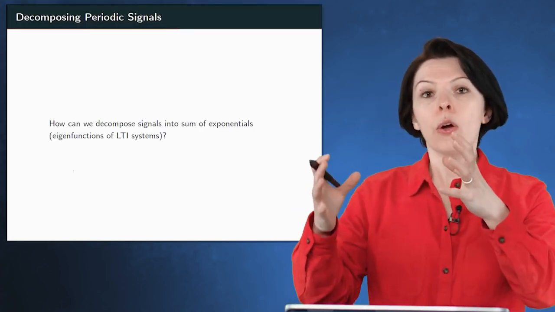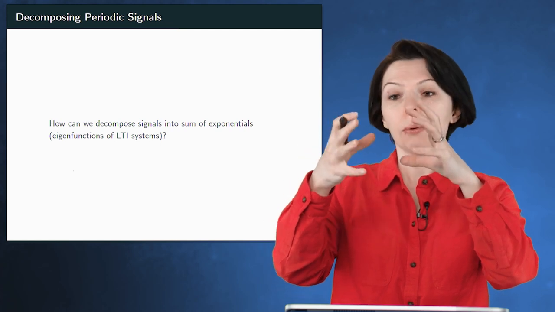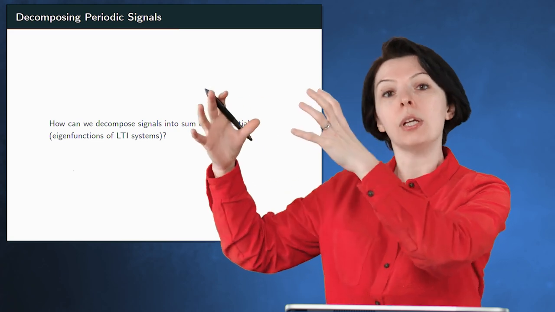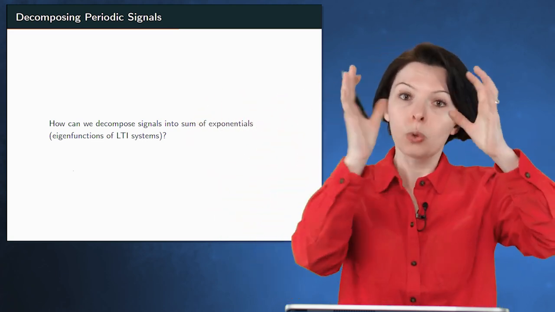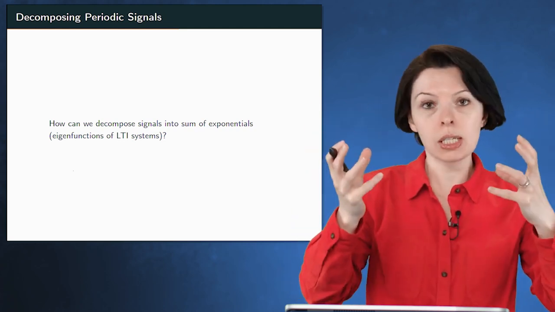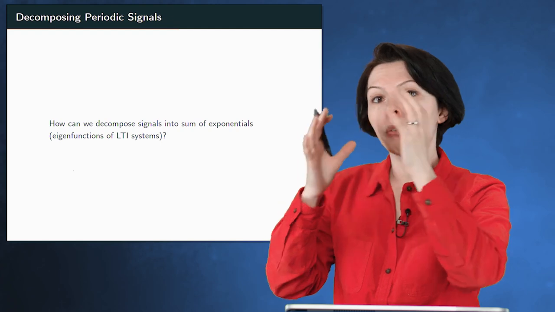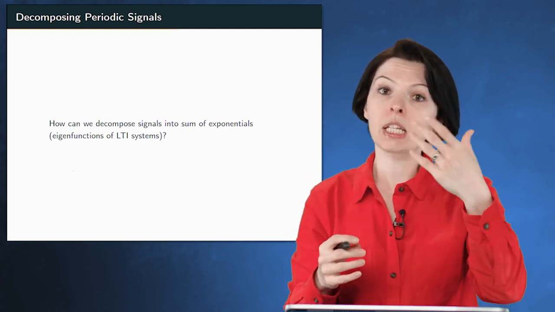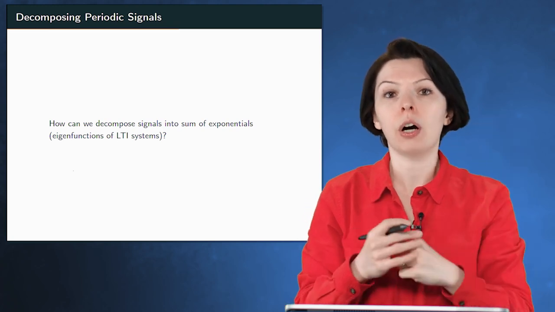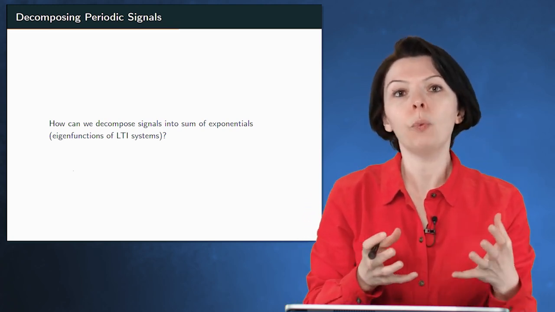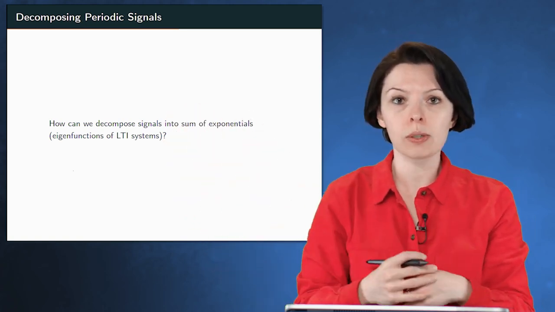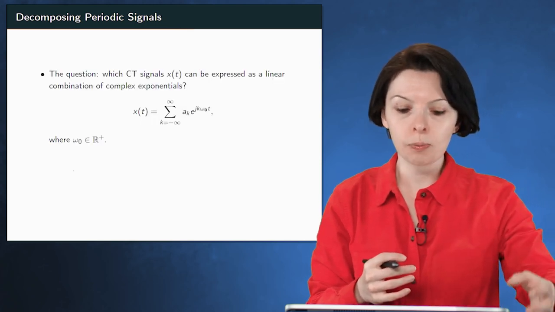If you remember, we wanted to find a set of base functions such that when we apply them to LTI systems, the output is a scaled version of those base functions. We were also interested in writing any arbitrary signal as a linear combination of those base functions. We saw that complex exponentials can be those base functions. They are eigenfunctions of LTI systems. Now the question is, how can we decompose signals into some of those exponentials, or eigenfunctions of LTI systems?